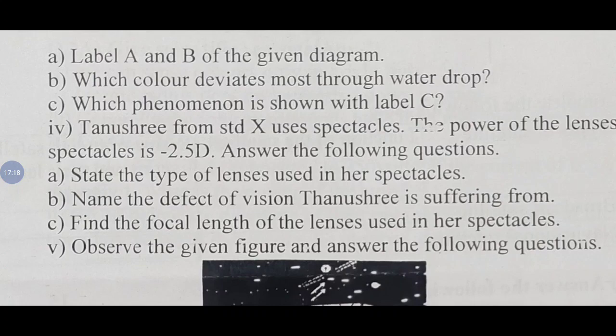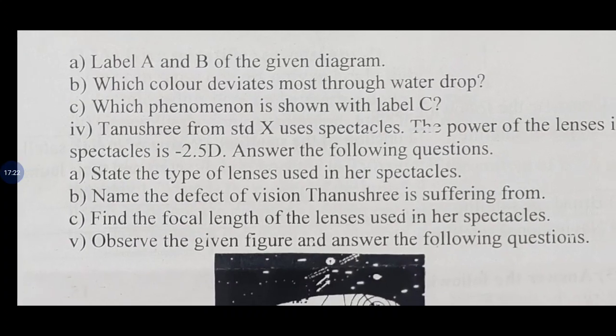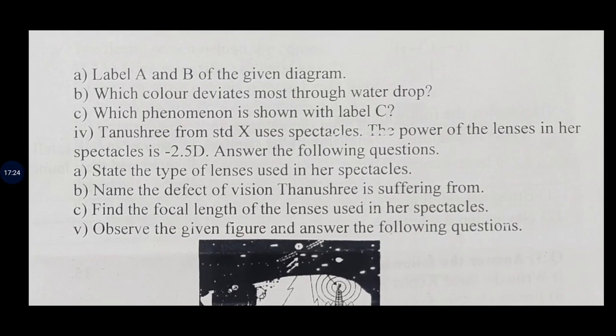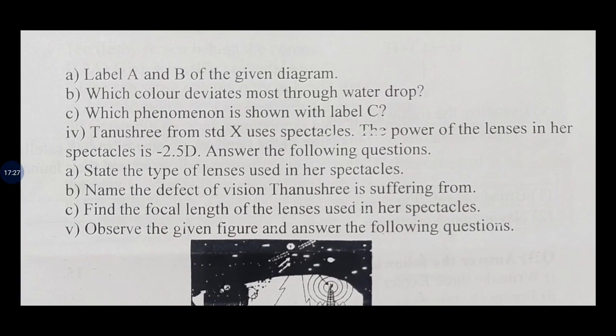Next question, option number 4. Tanushree from standard 10 uses spectacles. The power of the lenses in her spectacles is minus 2.5 diopter. Answer the following questions. State the types of lenses used in her spectacles. Name the defect of vision Tanushree is suffering from, and find the focal length of the lenses used in her spectacles.